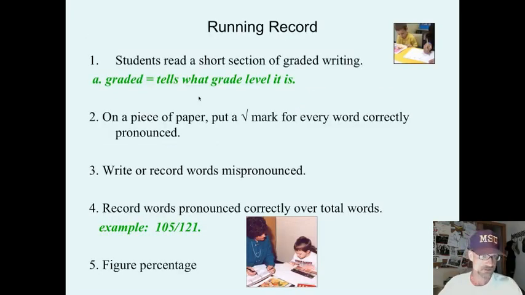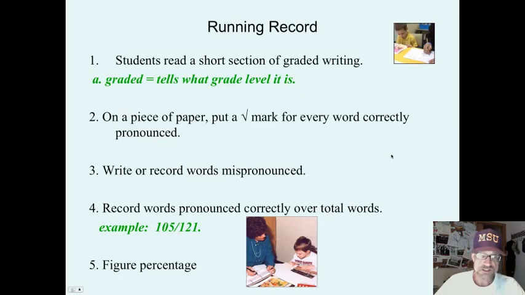What you do is this. The students read a short section of graded writing, graded reading, whatever you want to call it, graded. Graded tells what grade level it is. So you can see a student here doing it. A teacher sits right next to him or her. This is an individually done thing. On the piece of paper, the teacher puts an X for every word the child pronounces correctly.